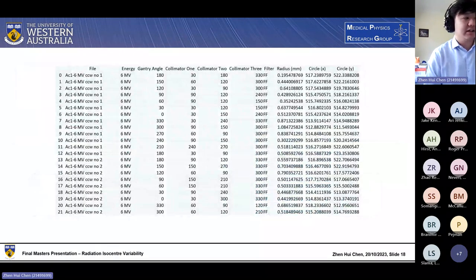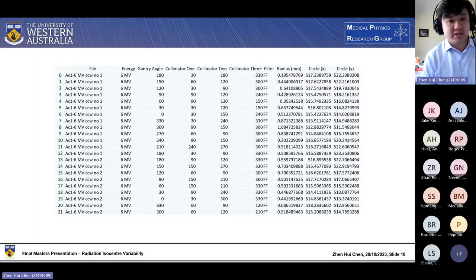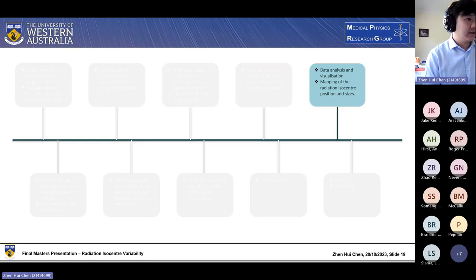And then now cleaning the data, I end up with the file, the energy, gantry angle, three different collimator angles that make up that particular radius, the radius value, the filter type, and the circle positions in X and Y. And from here, we'll be doing the analytics.